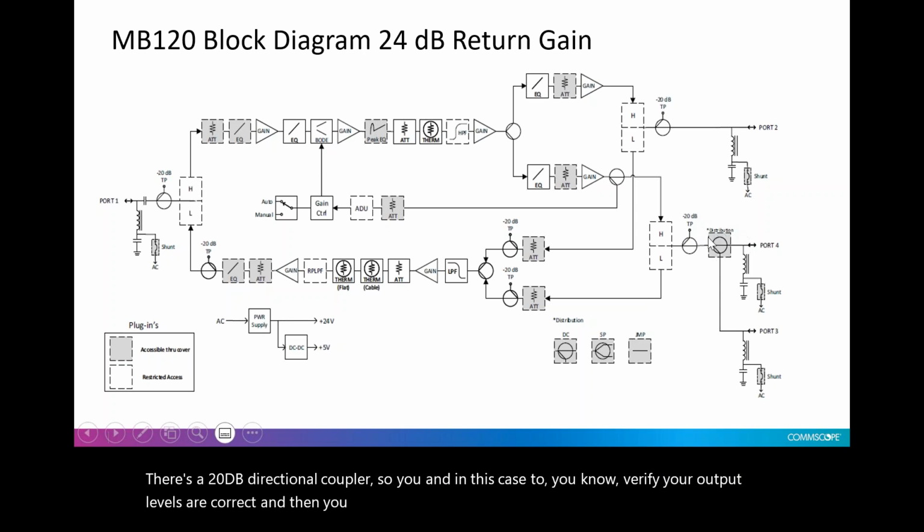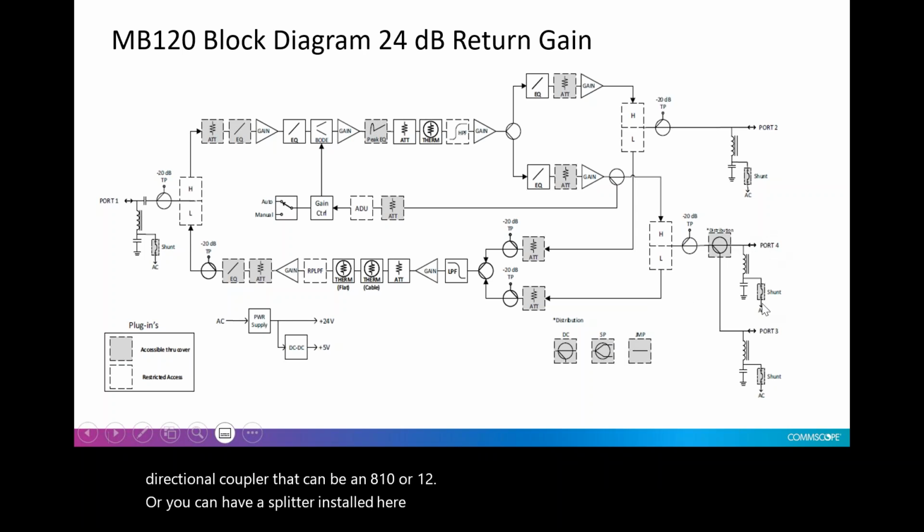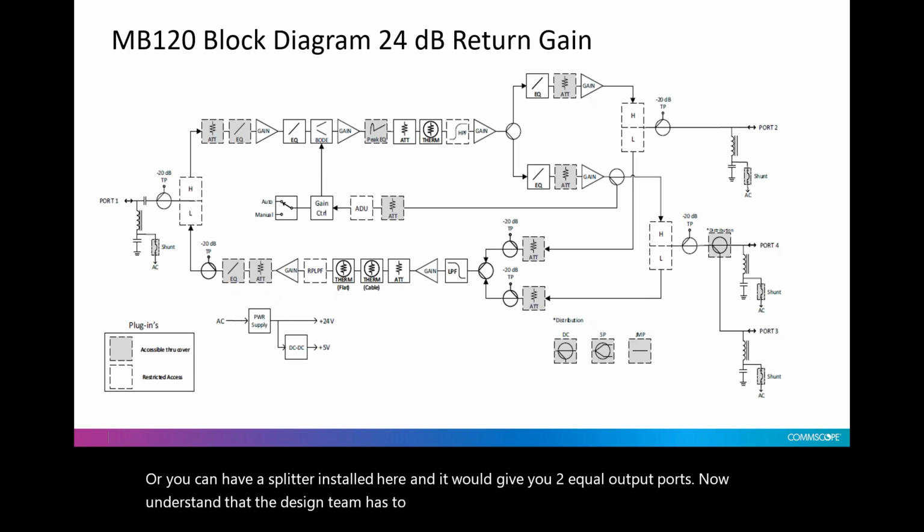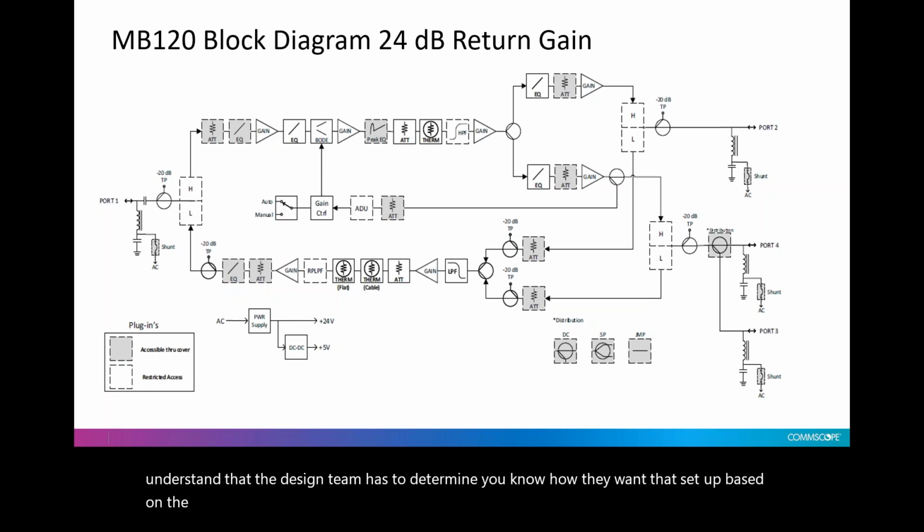And then you have a position here on this particular amplifier where you can pick a directional coupler that can be an 8, 10, or 12, or you can have a splitter installed here, and it would give you 2 equal output ports. Now, understand that the design team has to determine how they want that set up based on the passes or the taps after this particular amplifier on those 2 ports.